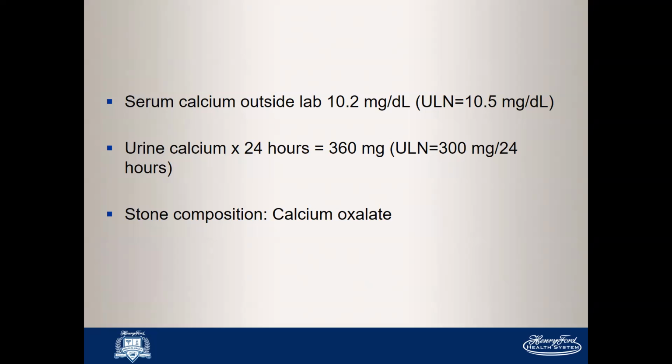The urologist fortunately had done a stone analysis and he showed that this was a calcium oxalate stone. And in addition, he did a 24-hour urine calcium level, which I thought was fantastic. And the calcium level was high. So this is a patient who has hypercalciuria, even though they have normal serum calcium levels.